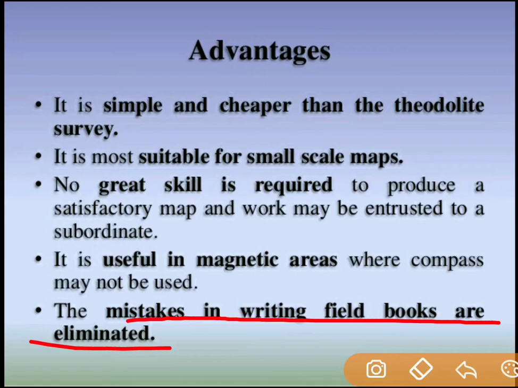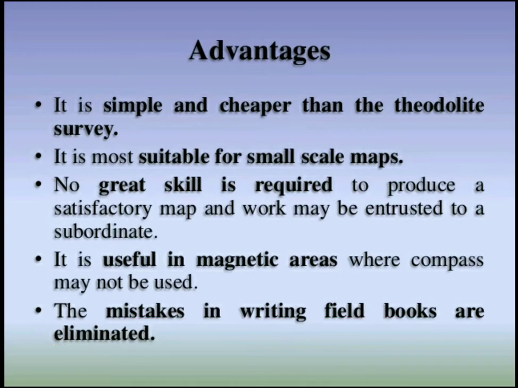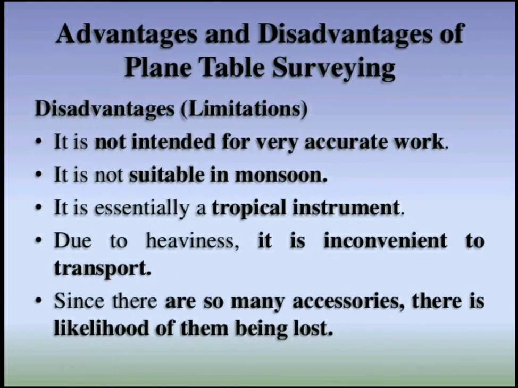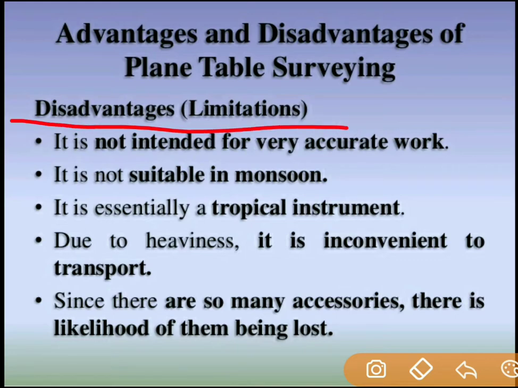Because in the field itself we are preparing the map, while we are entering into the field book or preparing the map, we eliminate the mistakes, right? Next. Disadvantages or limitations, I can say limitations also, right? It is not intended for very accurate work, right? We are not using it for very accurate works. Why? Because plane table surveying results may not give exact values.